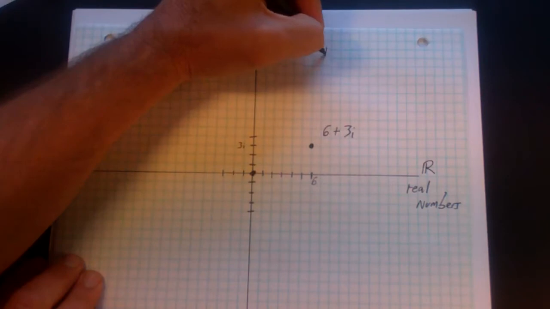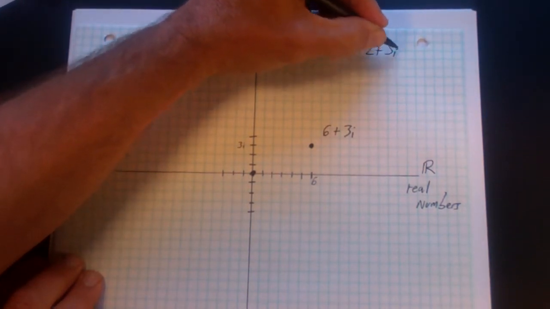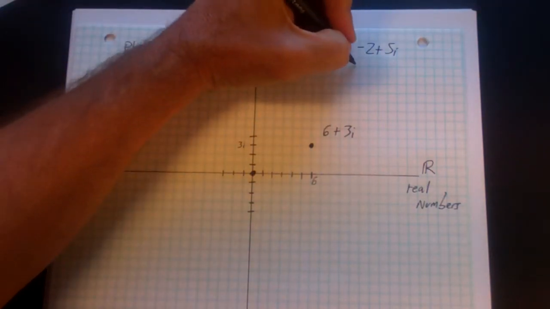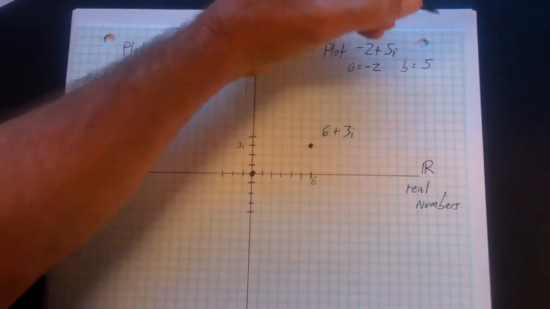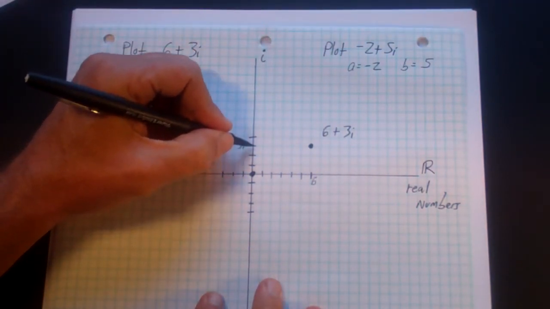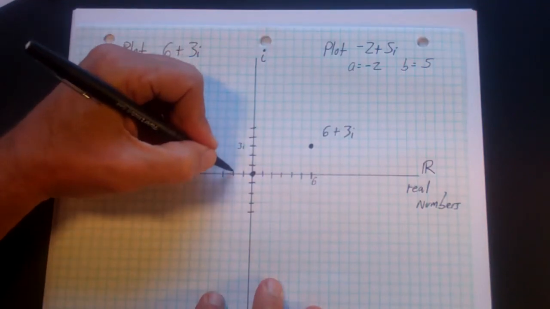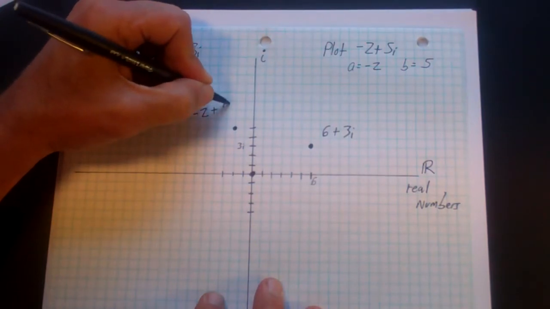Let's do another quick example. Let's plot -2 plus 5i. The real part is -2. a is -2 and b is 5. So then a is -2, b is 5. 1, 2, 3, 4, 5. That's going to be -2 plus 5i. It's going to be right there.